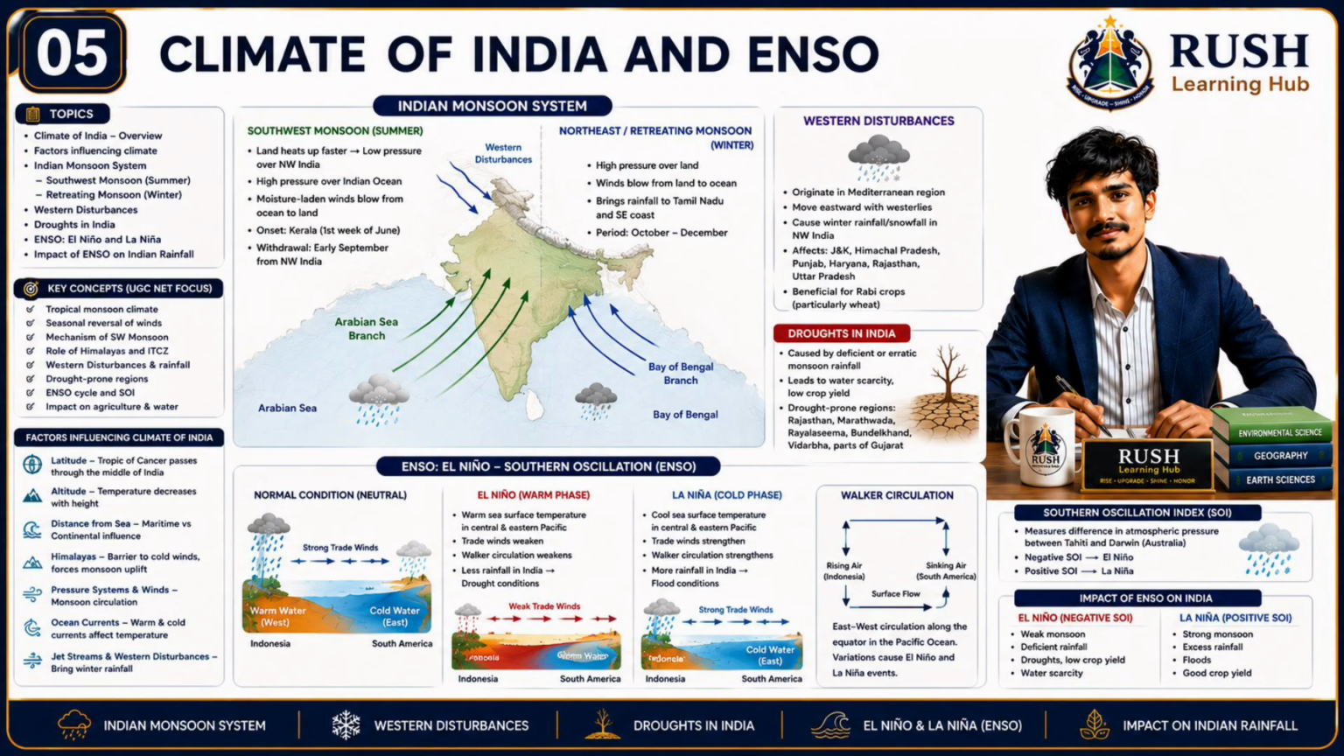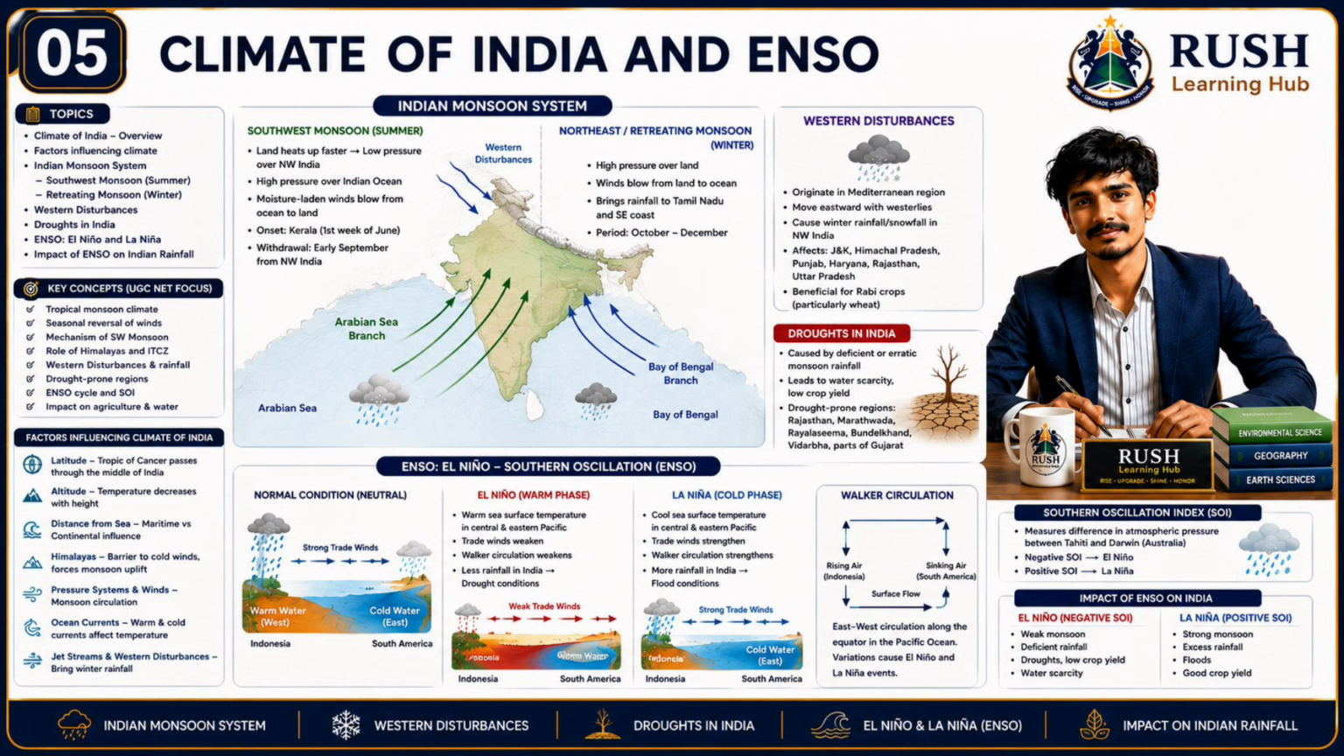The second phase is the northeast or retreating monsoon. During winter, high pressure develops over the Indian landmass and winds blow from land towards the ocean. These winds bring rainfall mainly to Tamil Nadu and the southeastern coast of India.